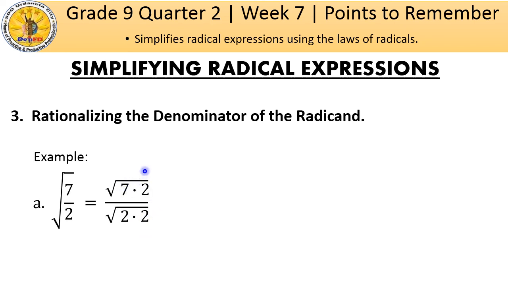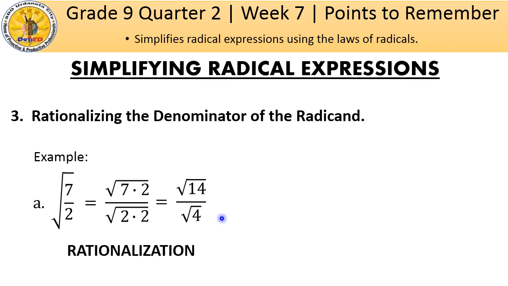That process is called rationalization. Next, square root of 7 times 2 is square root of 14. Square root of 2 times 2 is square root of 4. Dahil square root of 14 is in simplified form, now we are just going to copy it. Then, square root of 4 is 2.